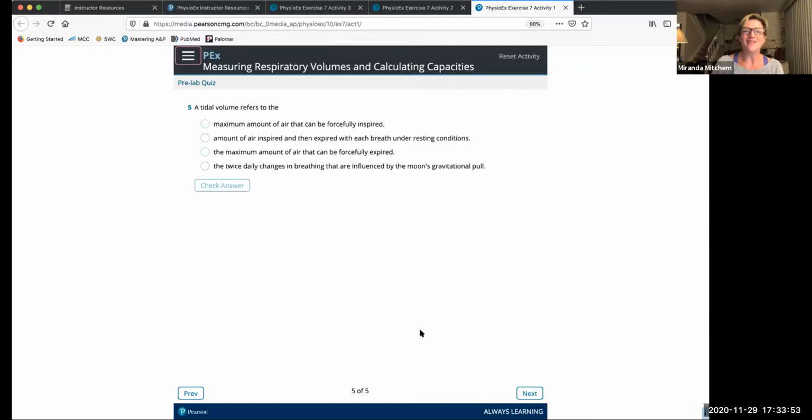All right, the tidal volume refers to the maximum amount of air that can be forcibly inspired. That's not correct. The amount of air inspired and then expired with each breath under resting conditions. All right, that's a possibility. The maximum amount of air that is forcefully expired. Incorrect. The twice daily changes in breathing that are influenced by the moon. It's this one. The tidal volume refers to the amount of air we move under resting conditions.